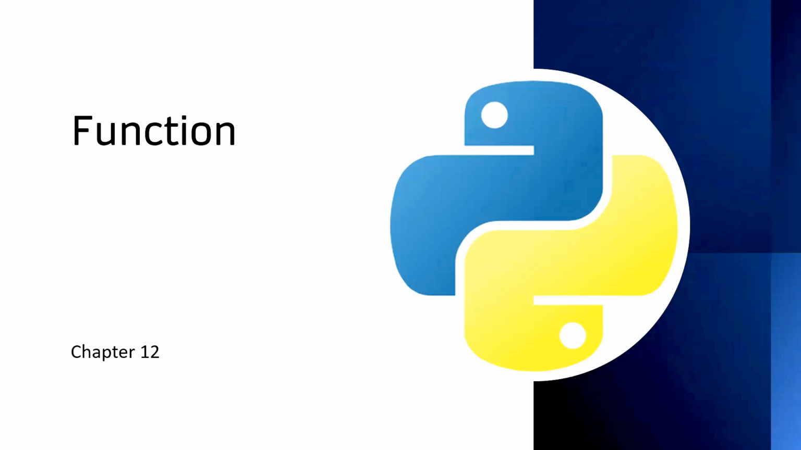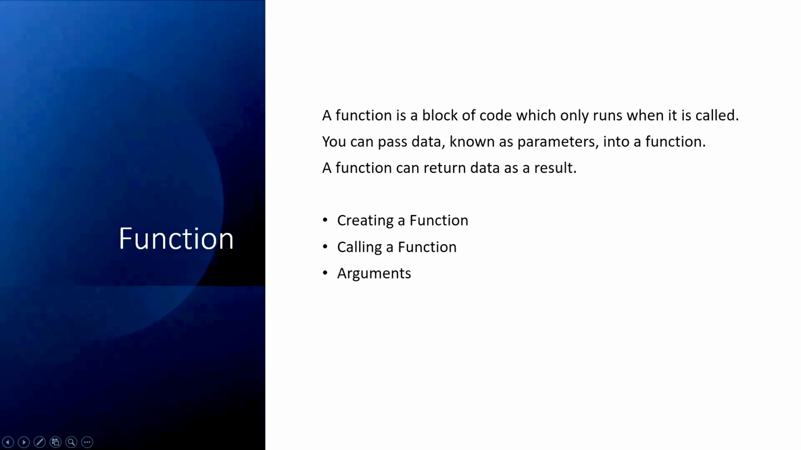Chapter number 12, function. So a function is a block of code which only runs when it is called. You can pass data, known as parameters, into a function. A function can return data as a result.